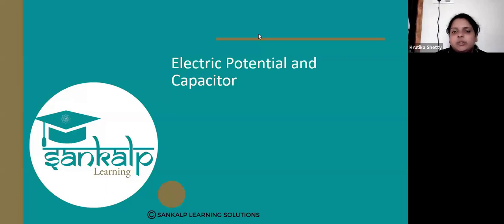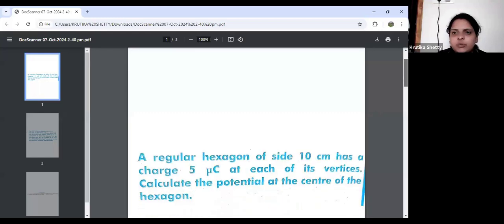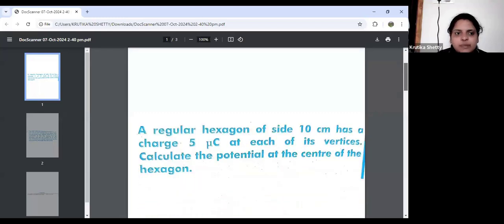Yesterday we discussed what is meant by electric potential, right? Then after that we discussed the derivation for the electric potential due to an isolated charge, correct?